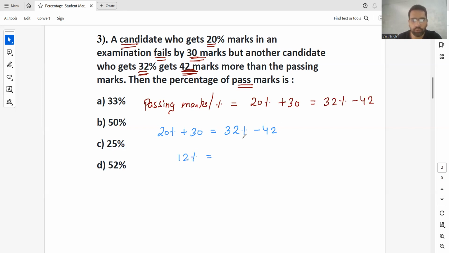30 plus 42, which is equal to 72. Now 12%, which is equal to 72. 1%, which is equal to 6 marks. Clear?